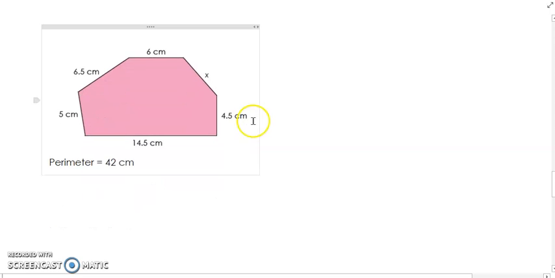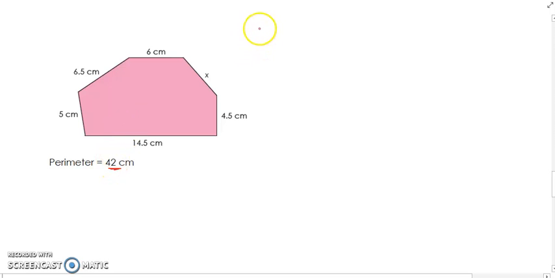Same kind of thing. We know that when we add up all these sides here, we're going to get the perimeter of 42 centimeters. I'm sorry, I didn't type the question, but the question is asking to find the length x.